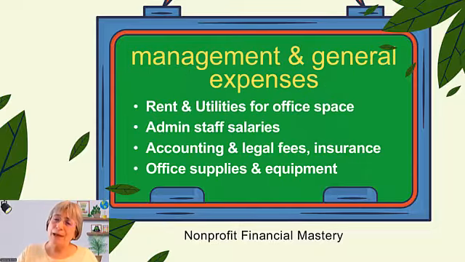Now, when we're talking about management and general expenses, we're talking about those things that are for running the overall nonprofit. Things like rent and utilities for our office space, not the child care center, but specifically for our office space. We're talking about our administrative staff salaries, things that can't be applied to a program. And we're talking about things like accounting and legal fees and insurance and all those other miscellaneous things that we need in order to keep this nonprofit running. And it could be office supplies and equipment. Again, these are specifically for running the nonprofit, not for running one of our programs.